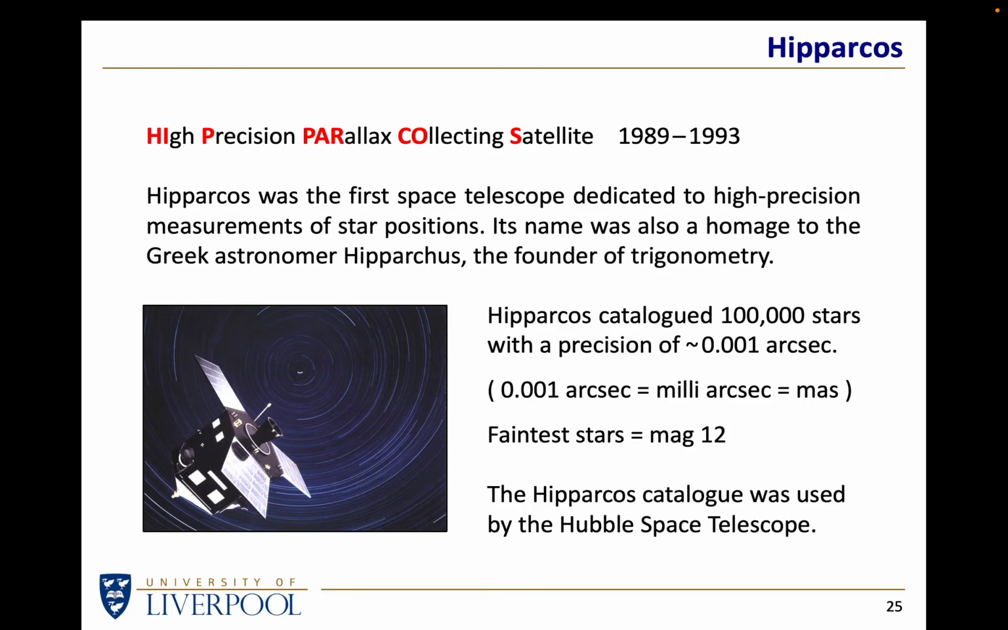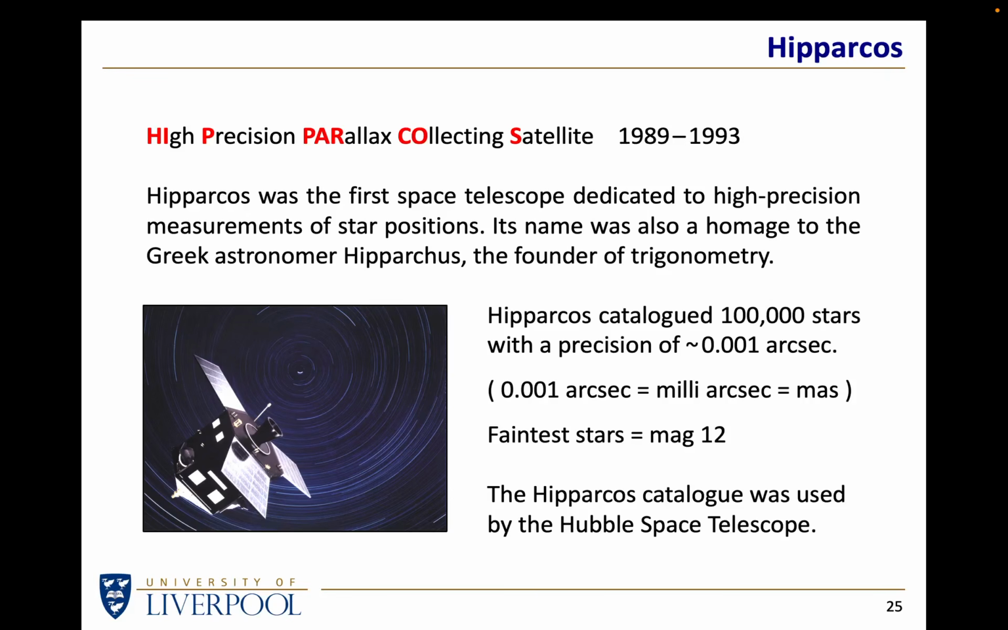And the Hipparchus catalogue that was generated by the Hipparchus satellite was used for decades as a standard. For instance, it was used by the Hubble Space Telescope so that the Hubble knew exactly where the stars were in terms of their coordinates. So if it was tasked with find this galaxy or take an image of that nebula, it knew precisely where to point with fantastic accuracy. So the Hipparchus catalogue was very valuable.